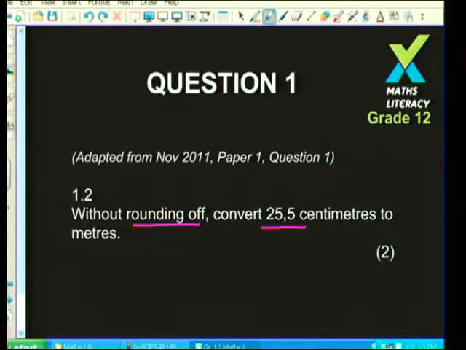Convert 25,5 centimeters to meters. So, okay, conversion, very simple conversion. But before we go through it, let's just go through the details of conversions. So, how do we convert? Well, I like to think about it is, open your pencil case, and I hope that you all have a ruler in your pencil case, and I hope that you have a 30 centimeter ruler in there.